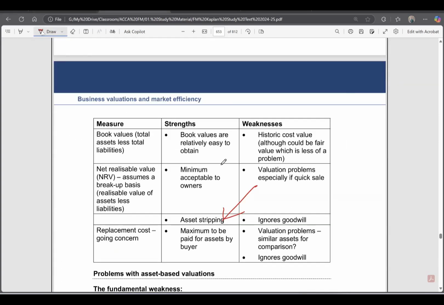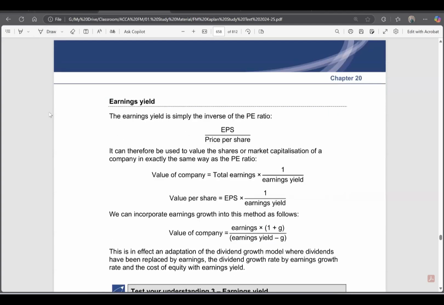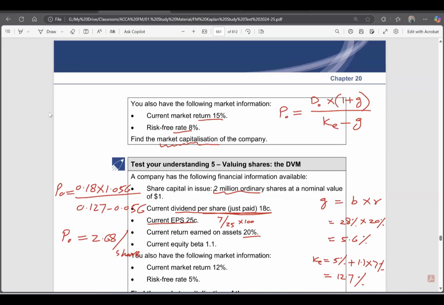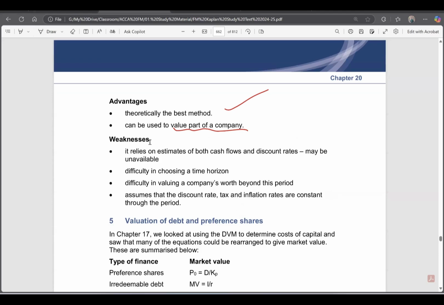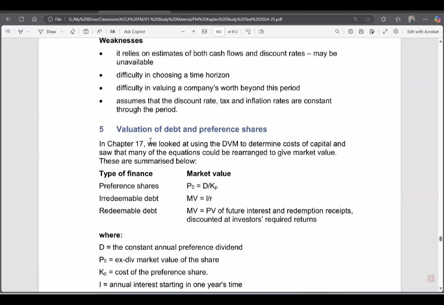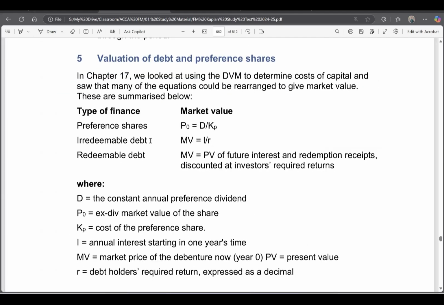So we understand how to find the value of business using asset based, using earning based, and then lastly using the cash flow based valuation. Now let's learn how to find the value of debt. Maybe we have been asked to find the value of debt. So this topic is very similar to find the cost of debt. We learn how to find the cost of debt of preference shares, bond or loan notes, redeemable loan notes, irredeemable loan notes. So opposite way we can find the market value of the debt.